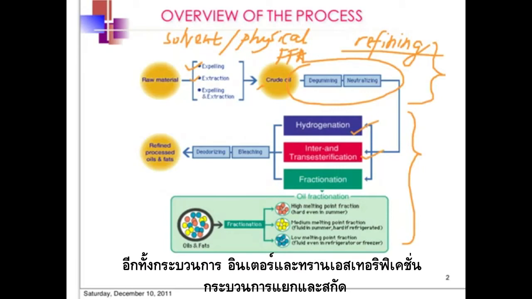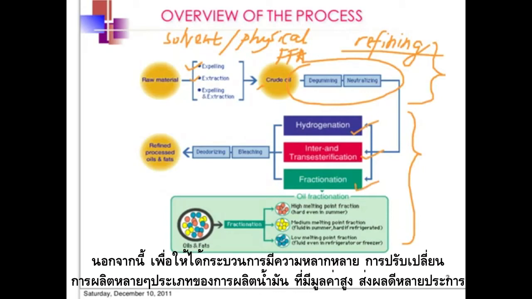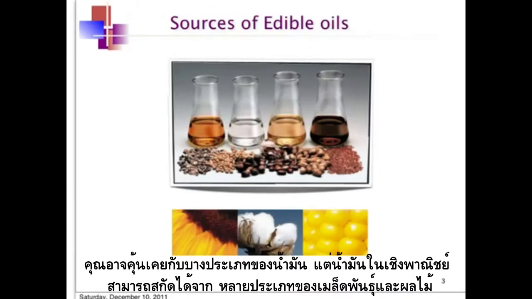Then there is also the interesterification process and also the fractionation process. The idea of this modification process is to produce various types of oil products which have higher value and which can be used for many food applications. You may be familiar with a few types of vegetable oil, but commercial oil can be extracted from various types of seed and fruits.